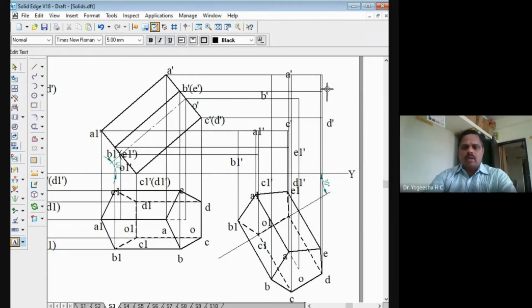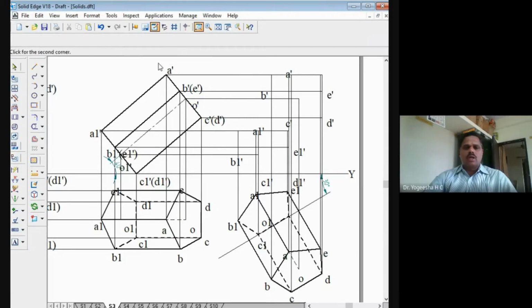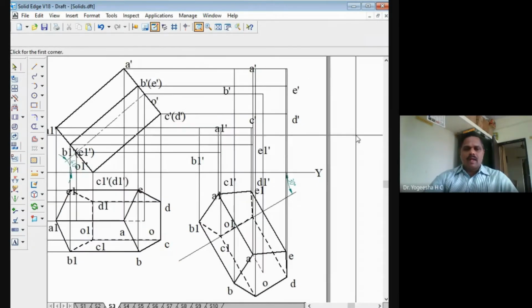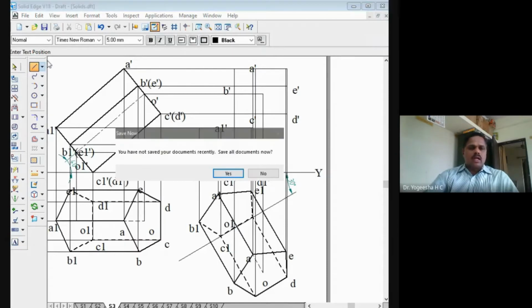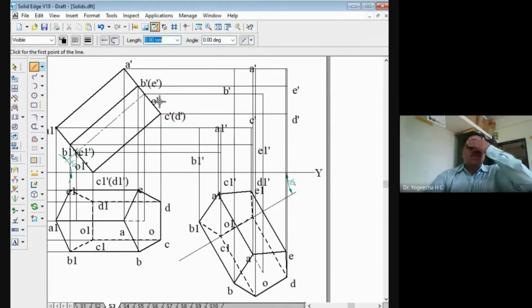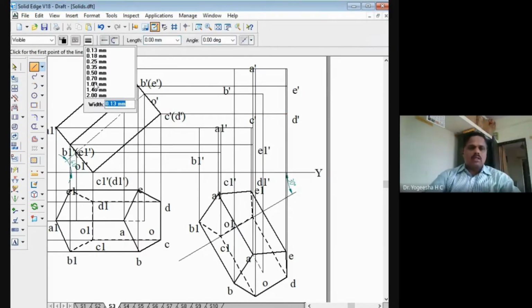Here is the point E dash. Now we'll zoom that area so that we can draw it properly. Now take the thick line, outer edges first you have to join with the thick line. So I'll take the thick line, all outer edges.